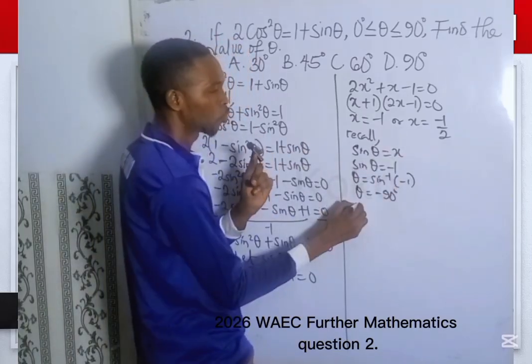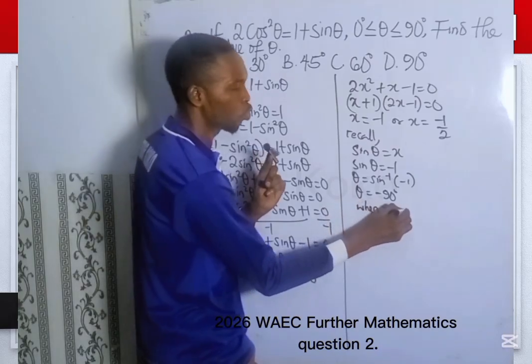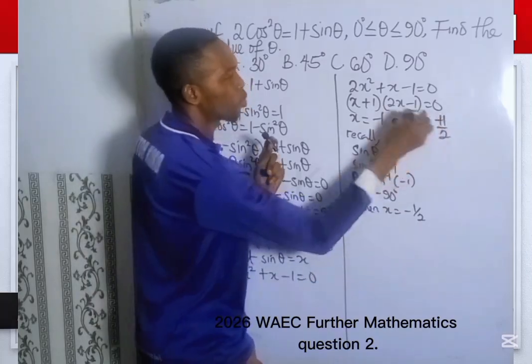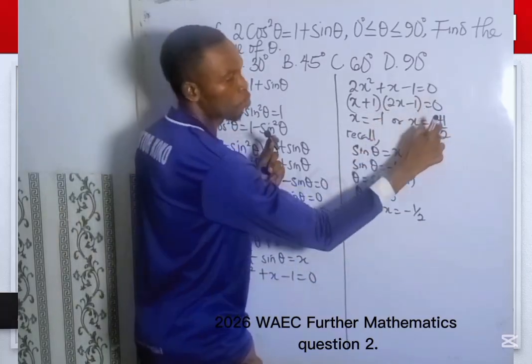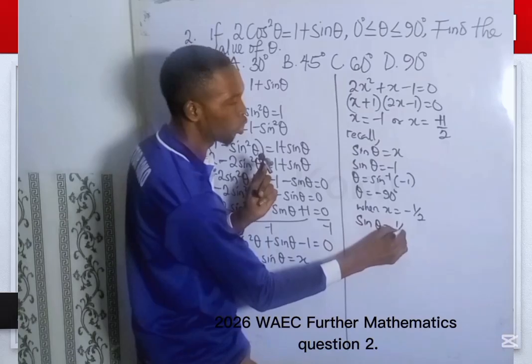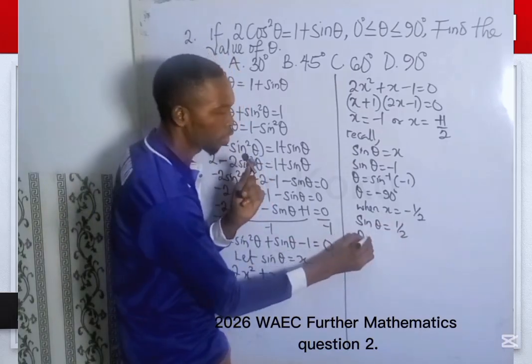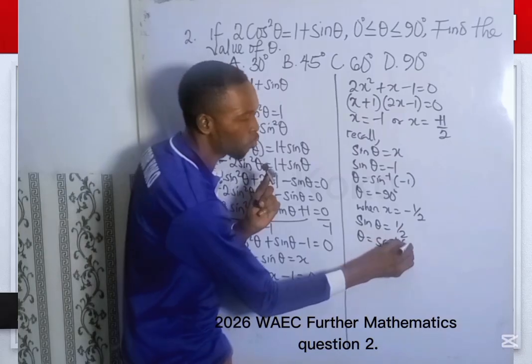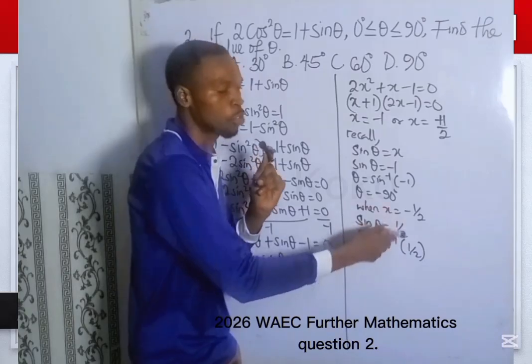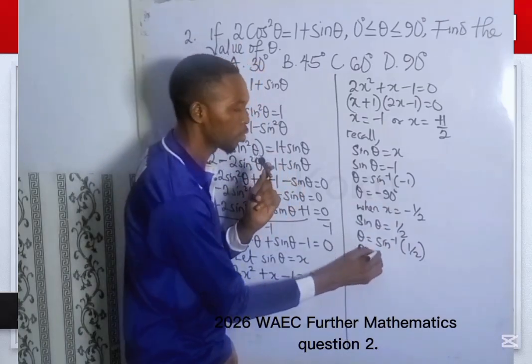Of course, the other one, when x is equal to minus 1 divided by 2. Oh, rather it's going to be plus, because when minus 1 comes, it becomes plus. So it's going to become sine theta is equal to 1 divided by 2, right? So theta is equal to sine inverse of 1 divided by 2. 1 divided by 2 is 0.5. So the sine inverse of 0.5 is going to give us 30 degrees.